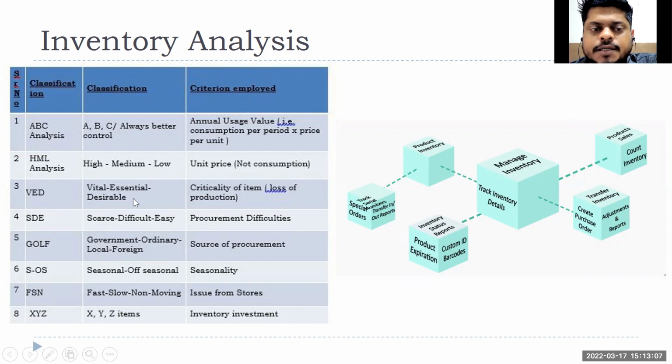VED: vital, essential, desirable. This is where you are looking into the production plant, right? Because see, maximum what will happen if you go and do not find it in a Reliance Retail, you will go to another store, the customer will go to another store, right? So you might lose some amount of money, right? But think about a production plant. If the engine doesn't get delivered, tires do not get delivered, your whole production plant will get stopped, right? It will not work, right? So vital, essential, desirable will be much more useful in this kind of production plant, processing plant.